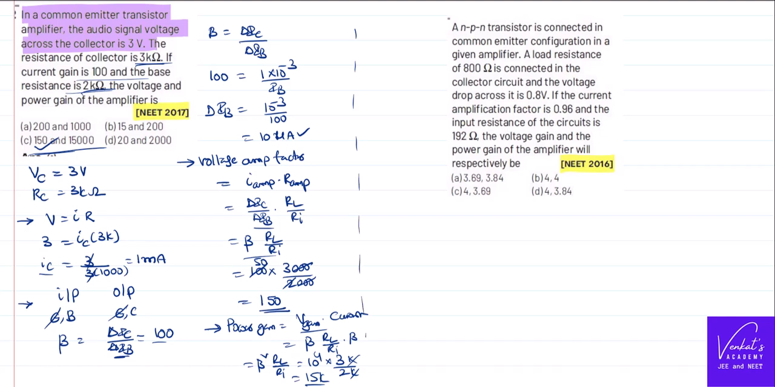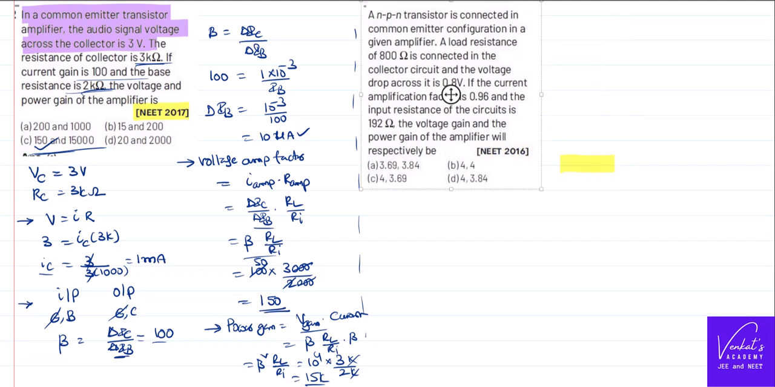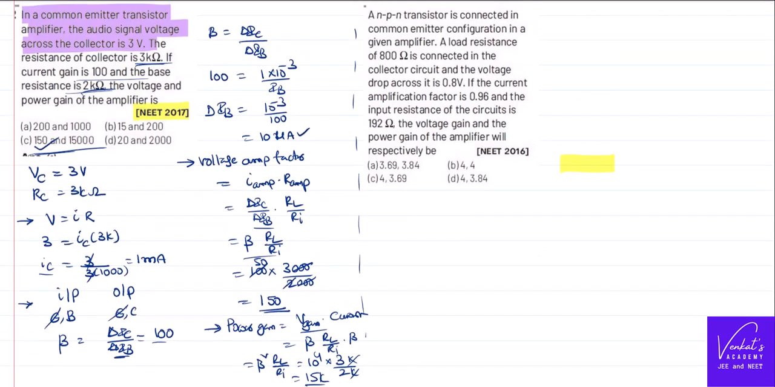Let's have a look at the next problem. It's a somewhat similar problem. In the second problem, what is given is an NPN transistor connected in a common emitter configuration to an amplifier, the load resistance is 800, connected to a collector circuit of 0.8 volts.